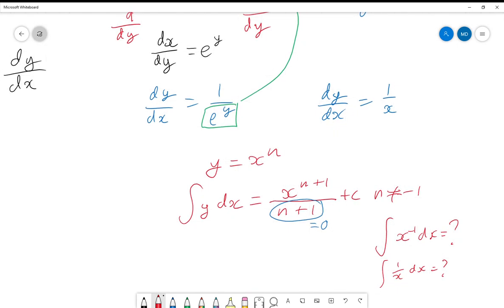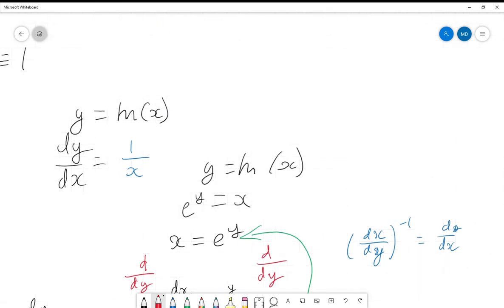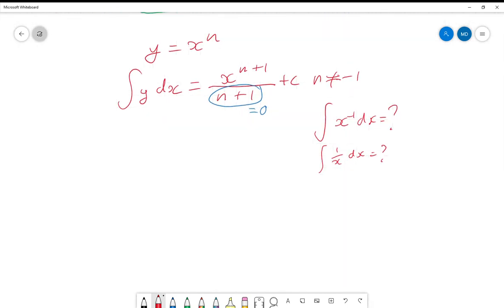But now we do, if we know that natural log of x differentiates to 1 over x, therefore 1 over x integrates to the natural log of x plus c. And that fills in the gap in our power rule for integration. So that's really nice.